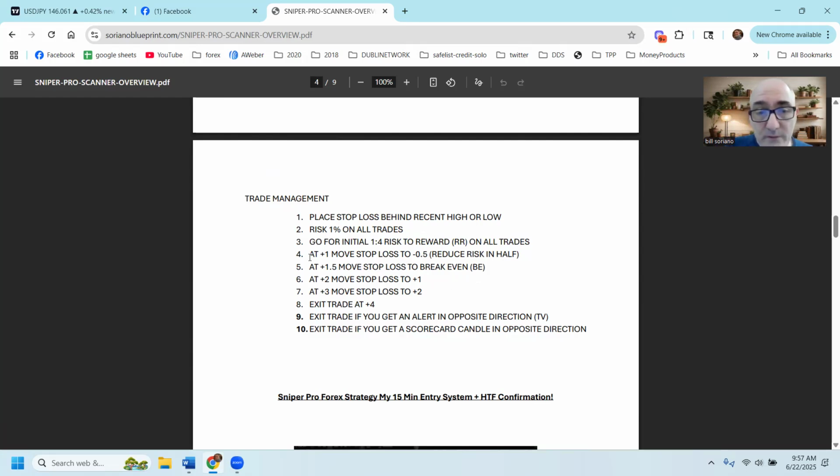Okay, now here's the important thing. At +1, so you're risking 1%. When you're up by 1%, or let's say that 1% is $50, when you're up by $50, you're going to move your stop loss now from -1 to minus 0.5. So initially, you're just going to reduce your risk in half.